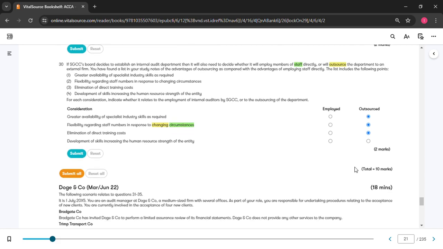Development of skills, increasing the human resource strength of the entity, the company. If you employ, you are giving training. If you outsource, you will not give training. If you employ people, you will pamper them, take care of them, and want to develop them. But when you are outsourcing, we are least concerned. Where is this point applicable, employment or outsourcing? Employment.